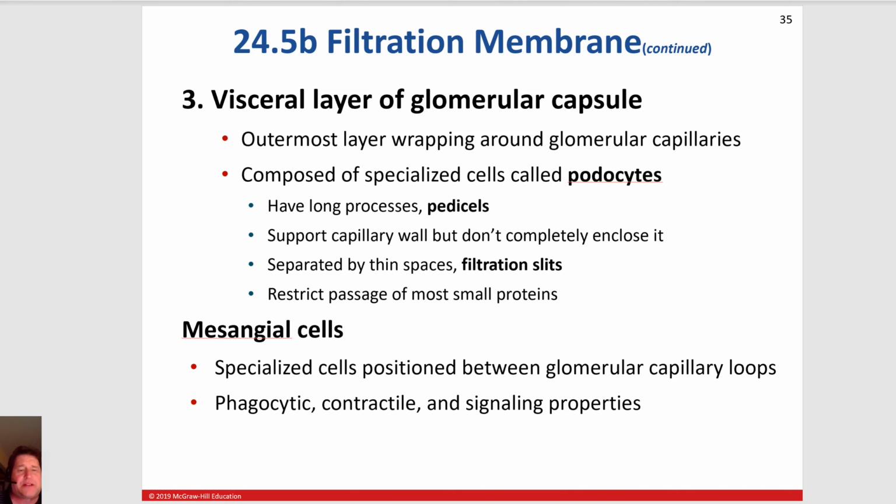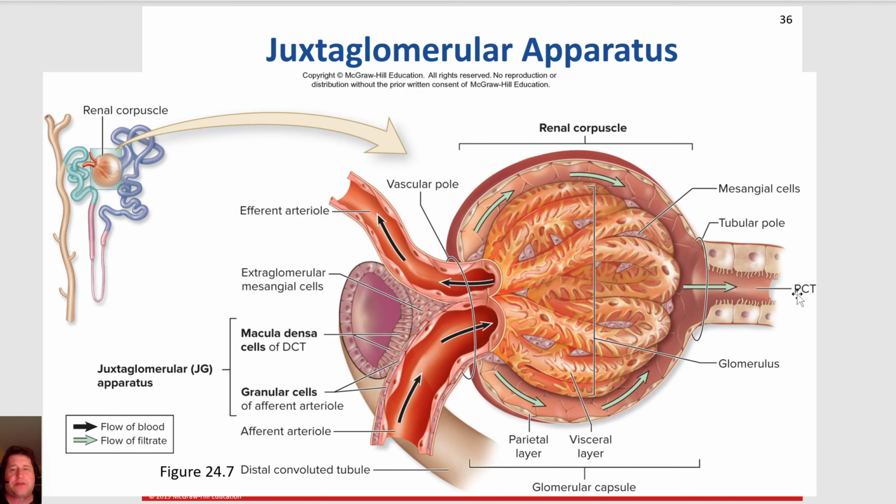Another type of cell that you find in the visceral layer is mesangial cells. And we'll look for a minute at how they work as well. So here is inside the corpuscle. The juxtaglomerular apparatus is right here, controlling the afferent and efferent arterioles and regulating flow and doing other things too. You can see where the mesangial cells are in between the podocytes. So these big cells with the long projections from them are the podocytes.